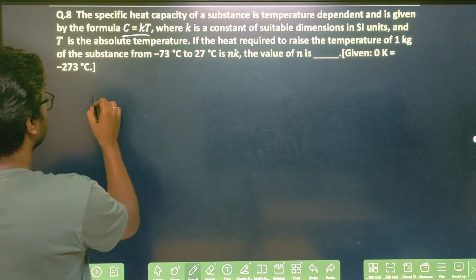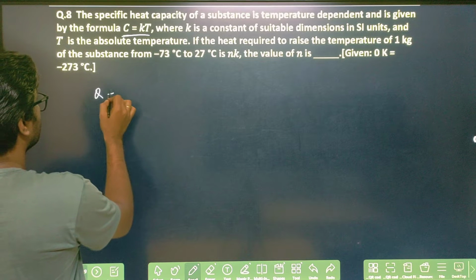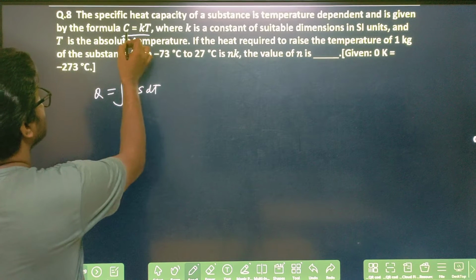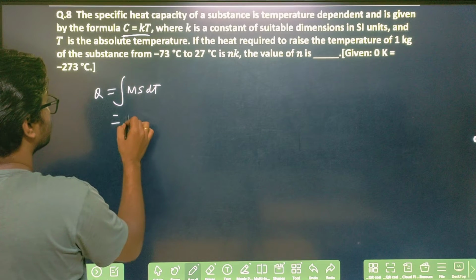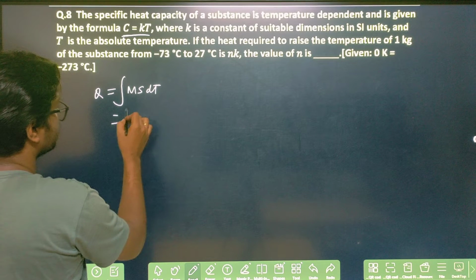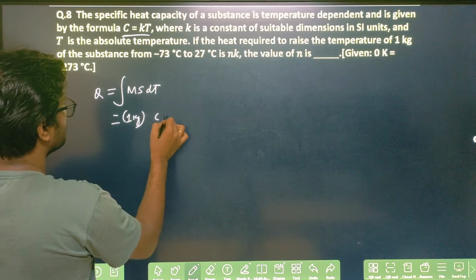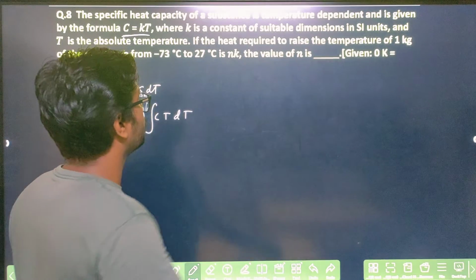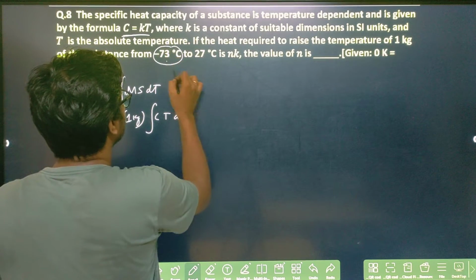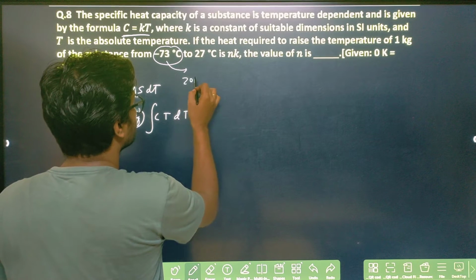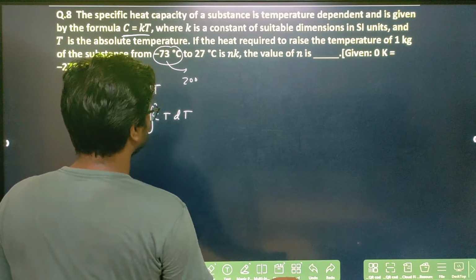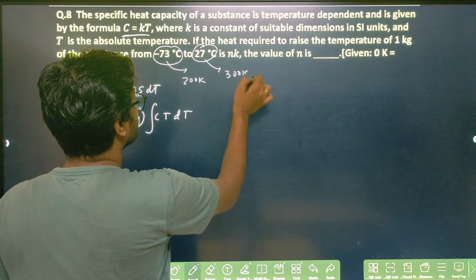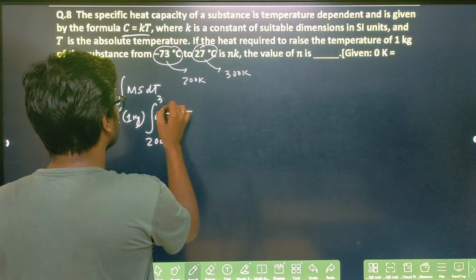So for 1 kg they have given, so you will tell that Q equal to ms dt integration. They have given C here, I am writing S. This is C, right? So this will be m equal to 1 kg, you take it out. This will be C into T dt. Obviously you have to integrate from T initial to T final, and they have given the temperature in degree Celsius, so you have to convert into Kelvin. So minus 73 degree will be 200 Kelvin, and 27 degree will be 300 Kelvin. So it will be 200 Kelvin to 300 Kelvin.